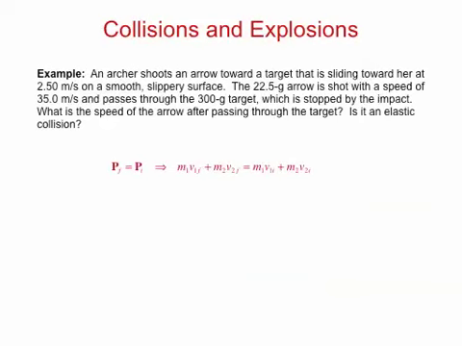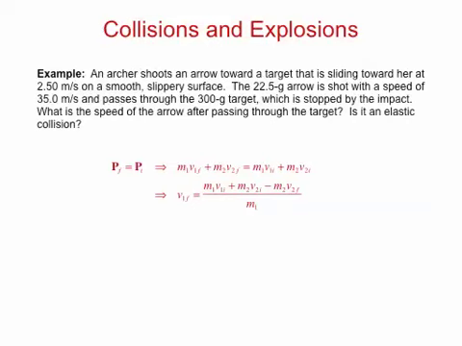To do this, we use the principle of momentum conservation. The final momentum of the arrow plus the final momentum of the target is equal to the initial momentum of the arrow plus the initial momentum of the target. Bear in mind that these are vector sums, which in one dimension means sums of signed quantities, with momentum to the right being positive and momentum to the left negative. Here we solve for v sub 1f, the final velocity of the arrow.